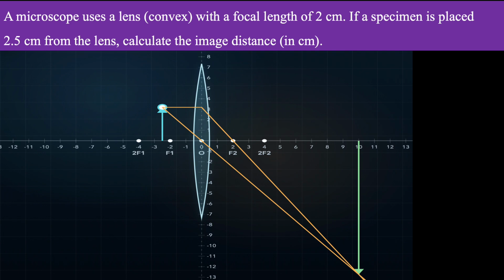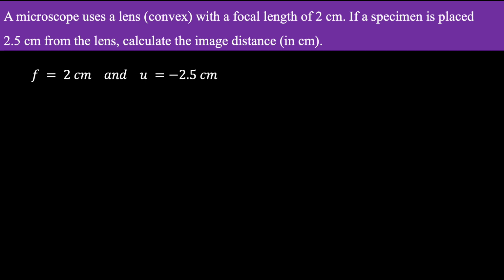So you can get a rough idea about the image here. The image is magnified, it is real, it is inverted. So you can say that image is real, inverted and magnified. Now let's use the lens formula and obtain the image distance V. f is equal to 2 centimeters and u is equal to minus 2.5 centimeters.